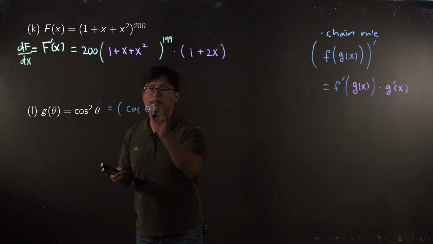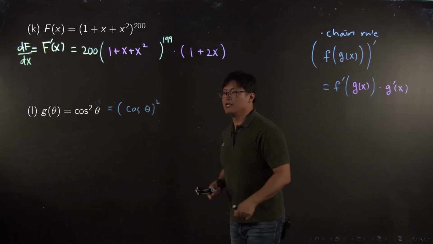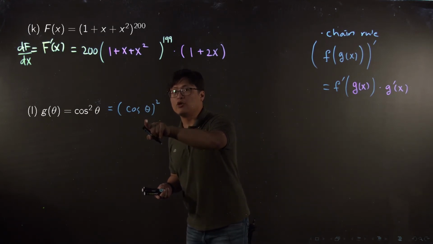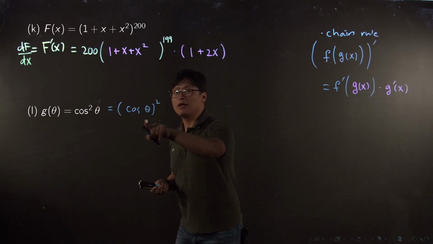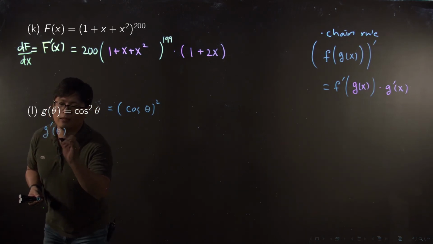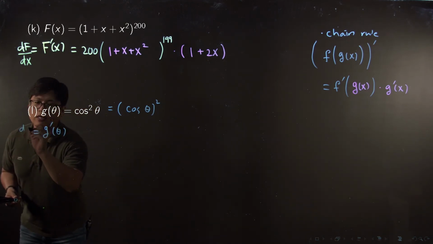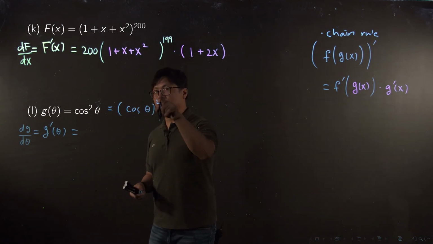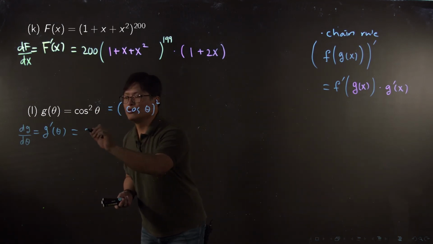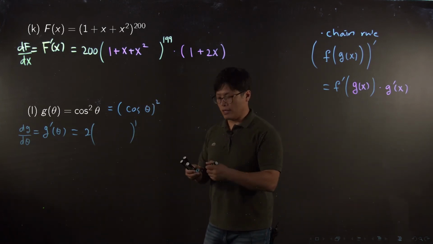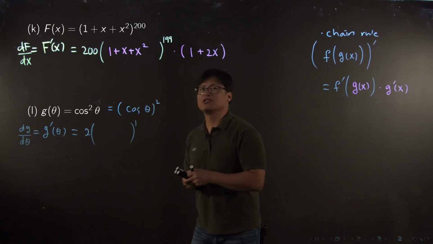cosine theta squared. Now it is much clearer, right? The square is your outside function, and cosine theta is your inside function. Does it make sense? So your g prime, in Leibniz form, dg over d theta. Is that okay? Then what is that? The outside function, which is the square, just the power, 2 and power 1. Is that okay? So just pause. And then let me write your inside function, which is cosine theta.